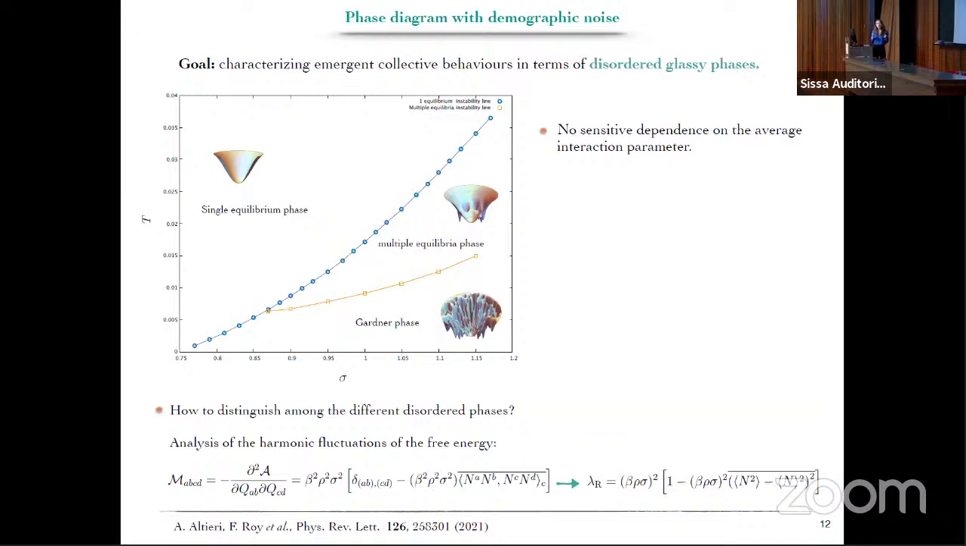So we get quantitative results that allow us to reconstruct the blue line, which is the stability line of the single equilibrium phase. And we can extend this computation to get also the orange line, which is the stability line of the multiple equilibria phase.